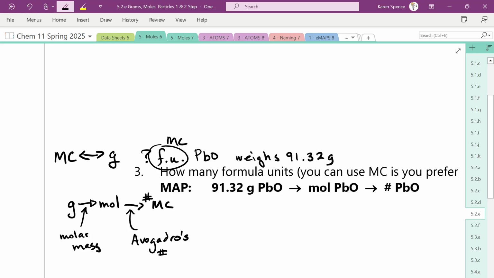40 grams. You're starting with 40 grams. Water is H2O.